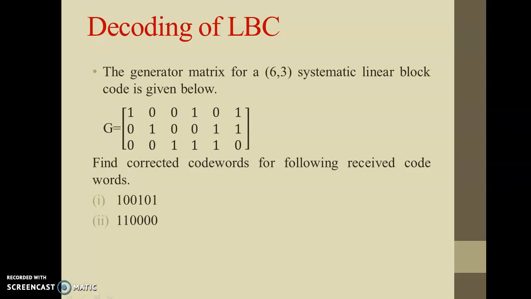Generator matrix for a (6,3) systematic linear block code is given below. Find the corrected code word for the following received code words. So two received code words are given and we need to find out whether they are correctly received or not. If they are not correctly received, we need to correct them also.